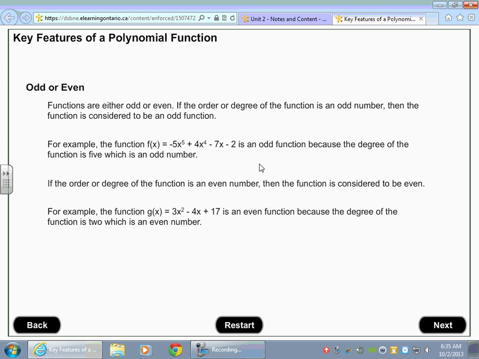Odd or even, this is one of the sections I don't necessarily think is important. Odd functions have exponents that are odd numbers. In this case, the 5 is the biggest one, so it has a degree of 5, which means it's an odd degree. This one's an even degree because, I hope you can see the mouse on the screen, the 3x squared minus 4x plus 17 is an even degree because it has a 2 there as the highest degree.